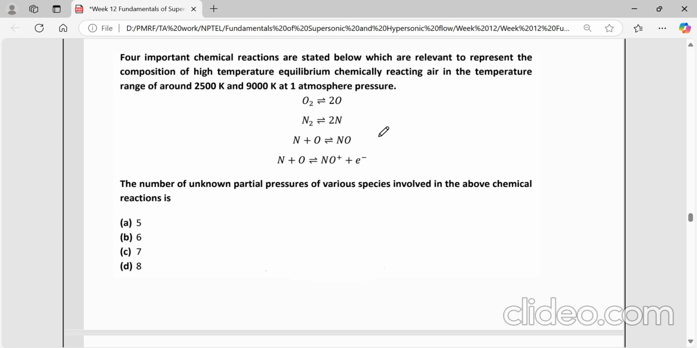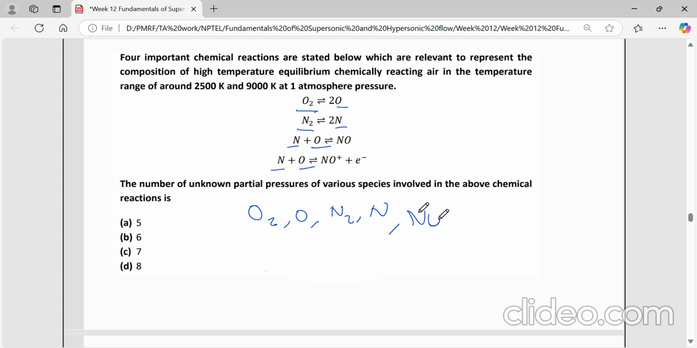So first we have to see how many species are present here. First is the O2, second is the O. O is present here also, here also. Third is the N2, fourth is the N, which is present here also, here also.